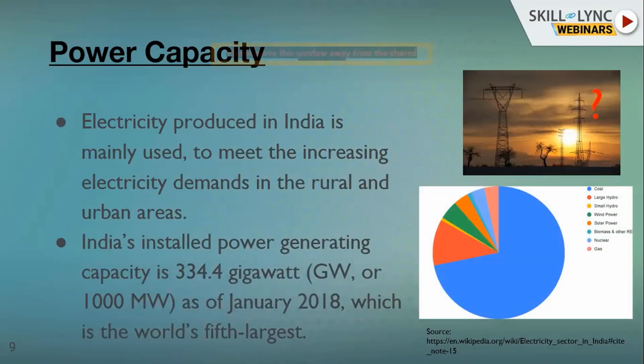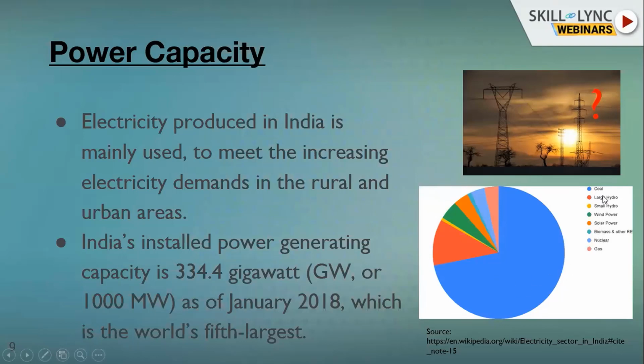That is, India uses electricity for hydro as of the January 2018 census. That is around 45 gigawatts. So hydroelectric, you can see here different sources of electricity generation. Coal is the highest, then comes hydro, large hydro, small hydro. In this pie chart you can see wind power, then solar, biomass, nuclear, and gas.